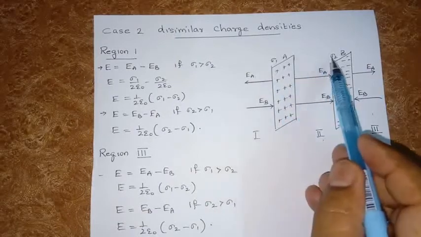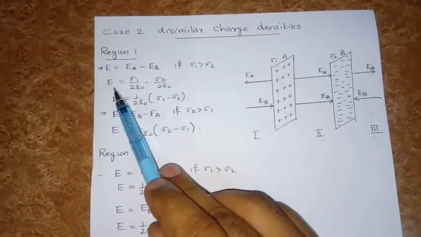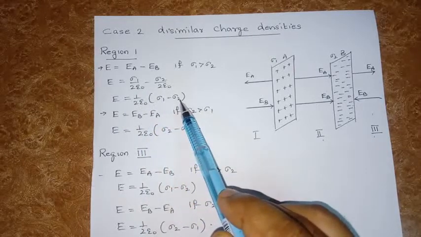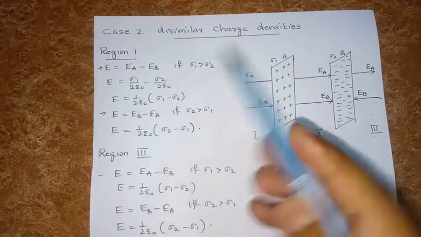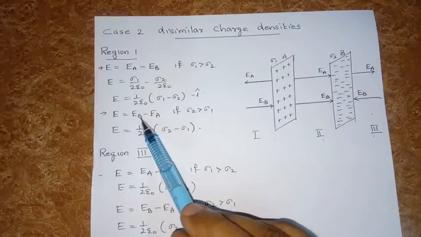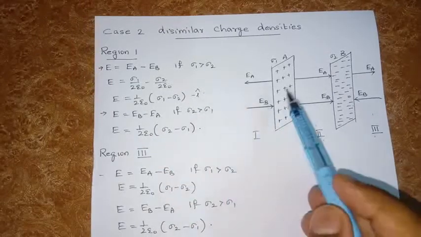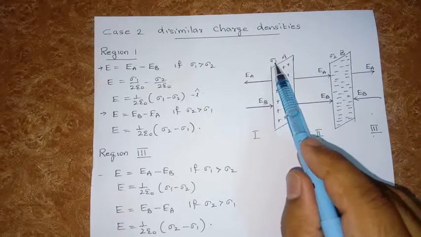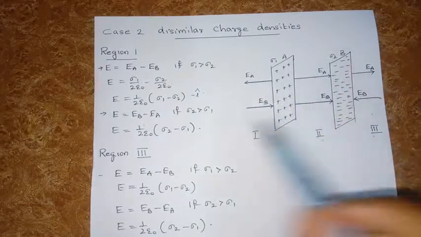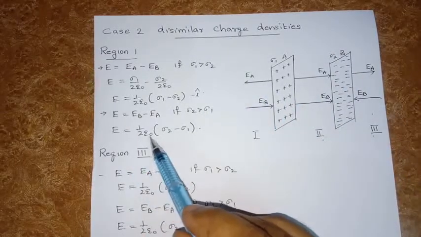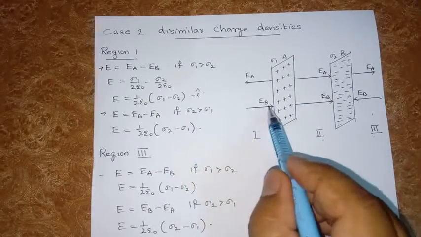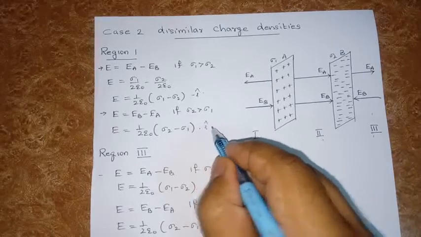So if sigma 1 is greater than sigma 2, then the net electric field will be 1 by 2 epsilon 0 times (sigma 1 minus sigma 2). The direction will be in the direction of EA, that will be the negative i direction. Similarly, on the other hand, if EB is greater than EA, that is possible only if sigma 2 is greater than sigma 1, then what will be the net electric field? E is equal to 1 by 2 epsilon 0 times (sigma 2 minus sigma 1). The direction will be in the direction of the bigger field, that is i.